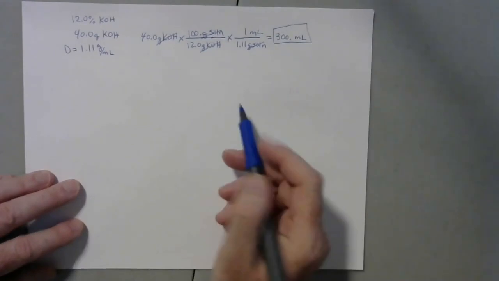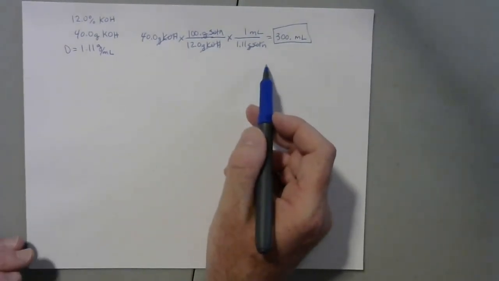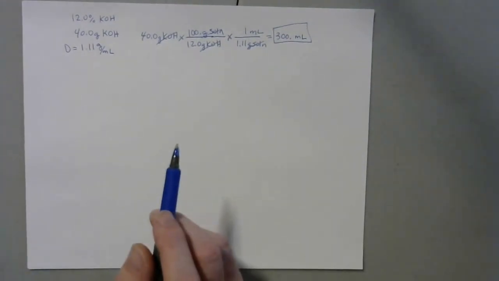Could you do it as two separate problems? Could you work a percentage problem and then work a density problem? Sure, but using dimensional analysis is a bit more efficient than that.